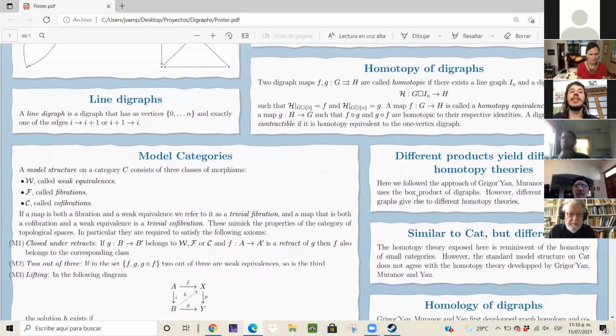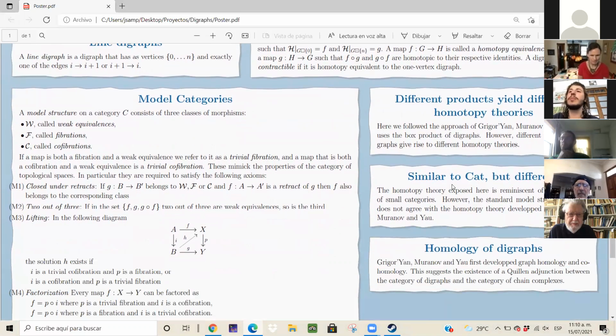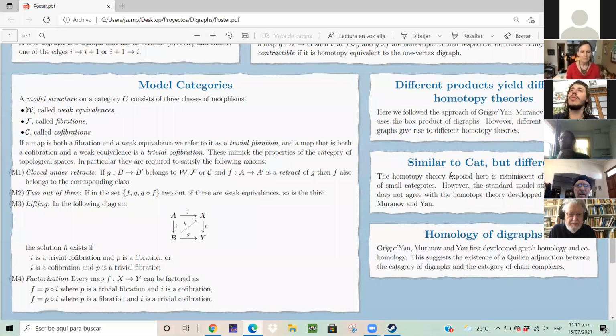It's also a bit similar to the category of small categories, but nevertheless, when we try to develop the model structure inspired by the model structure on the category of small categories, everything broke down because we need a composition law, and this composition law eventually gave rise to pentagonal relations that simply are not compatible with the homotopy theory we're looking for.